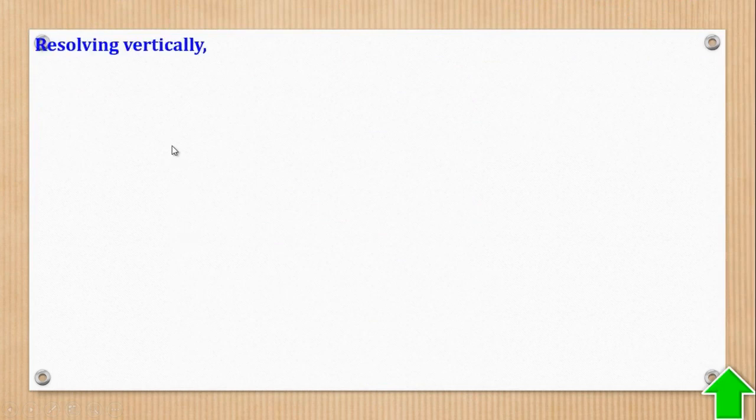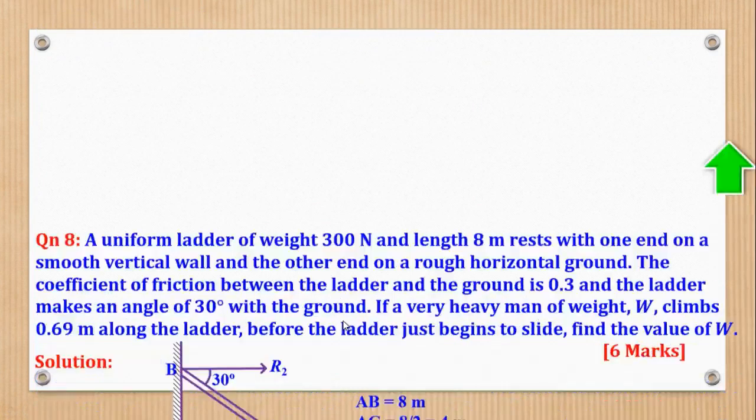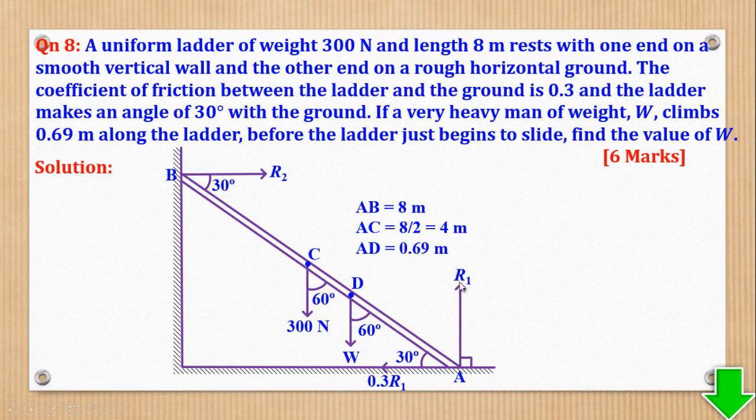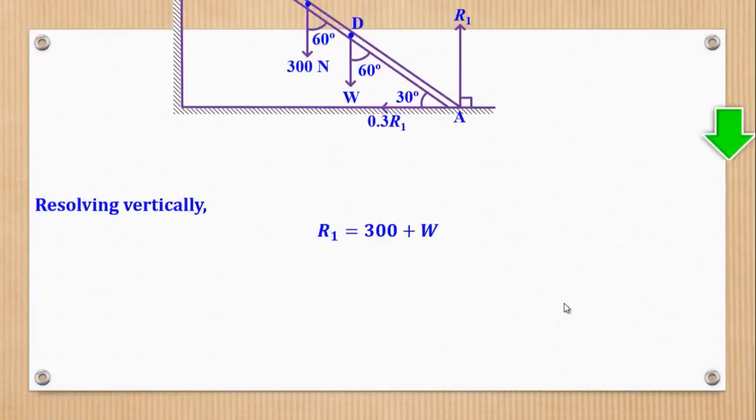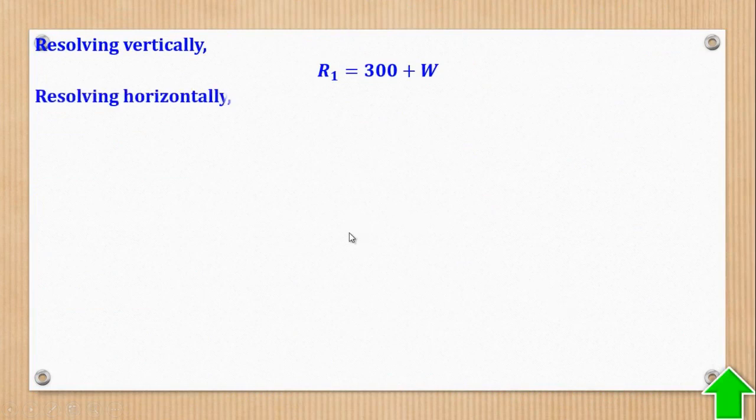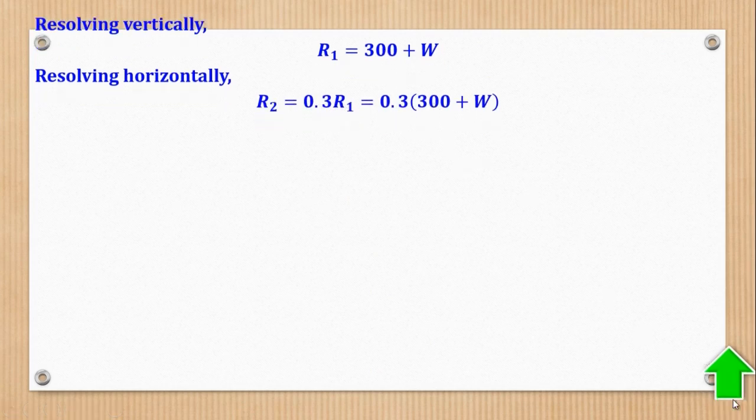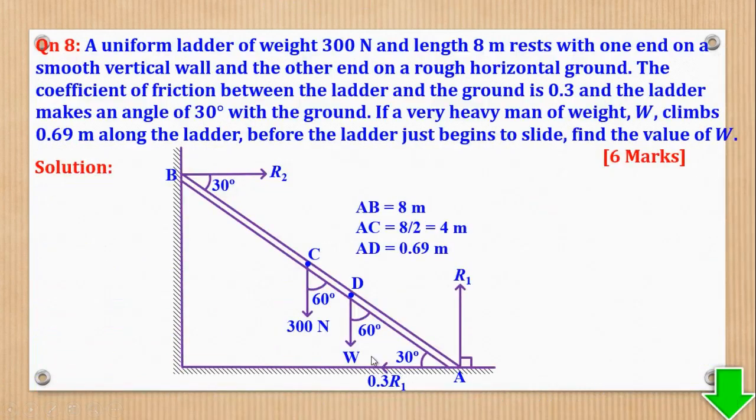So when I take moments and resolve, if I resolve vertically, I'll come up with that. Vertically means this one is equal to these two which go downwards. What about horizontally? Horizontally, R2 is equal to 0.3 R1. But R1 is this, so I'll come and substitute for R1. So this is equal to this.